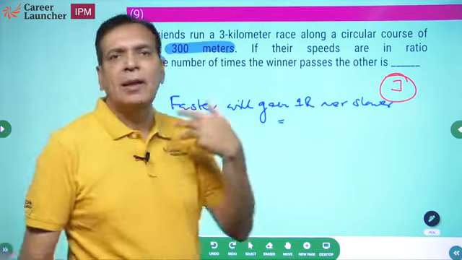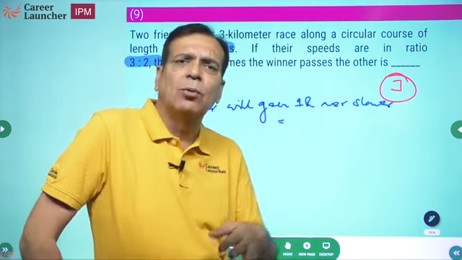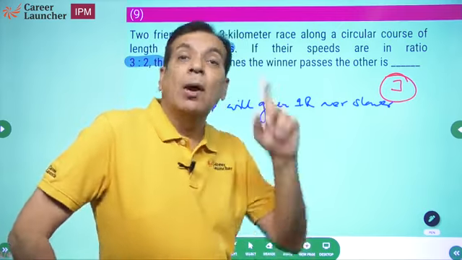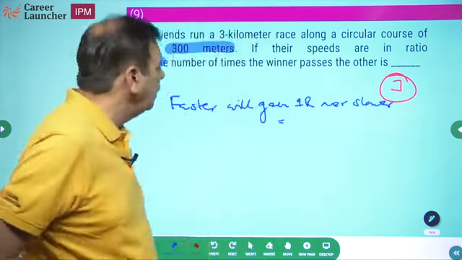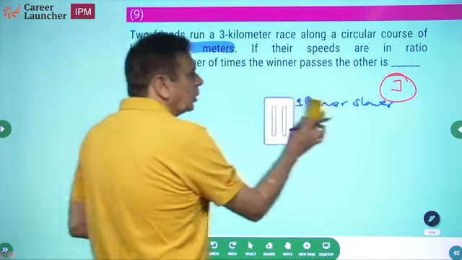If the faster person has gained 3 rounds, they'll meet 3 times. 4 rounds gained means meeting 4 times. So every time the faster person gains 1 round, the 2 people will meet. That is the basic jugaad which I want you to remember.